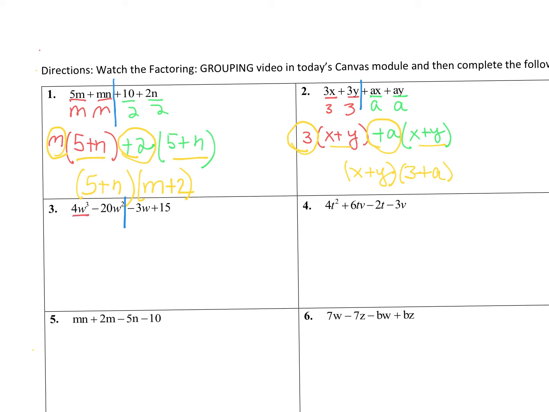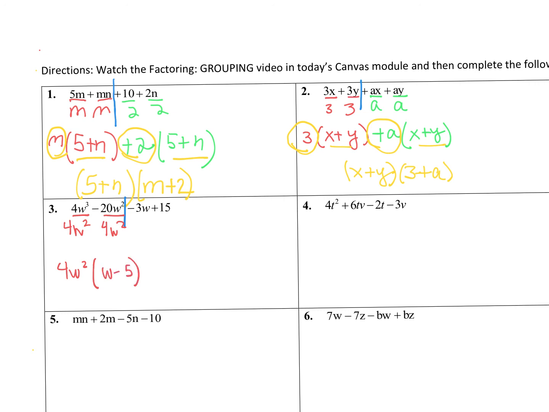I'm going to look at the first group and determine that the greatest common factor between 4 and 20 is a 4, and then also w squared. And so I'm going to take and divide out of it 4w squared, and I'll be left with w minus 5.